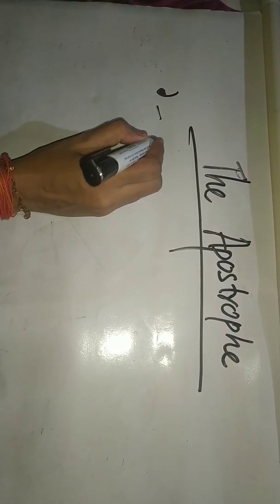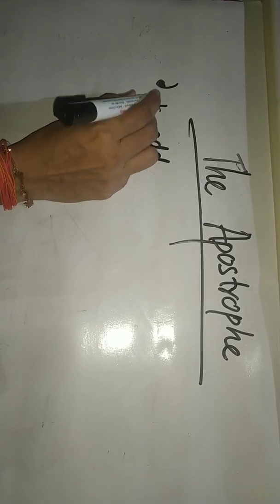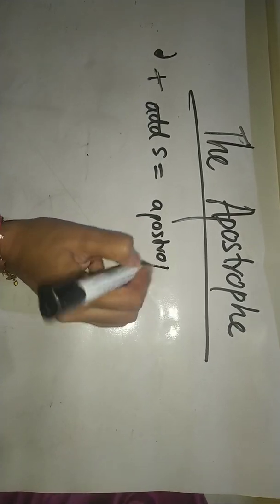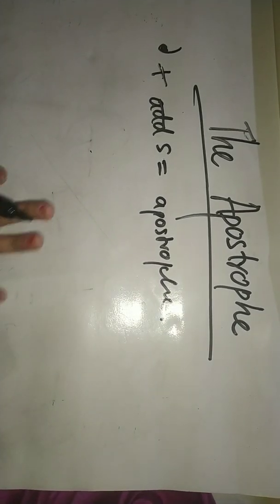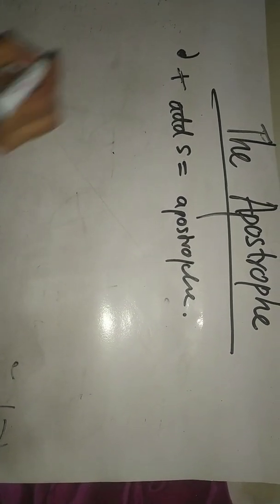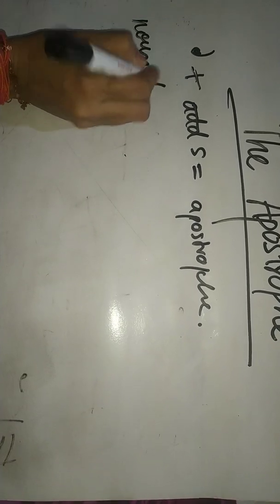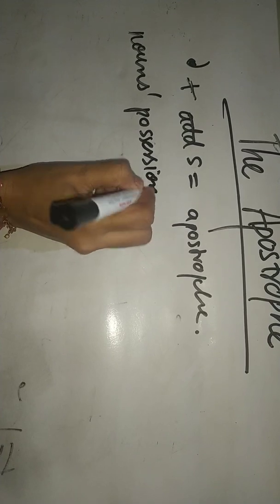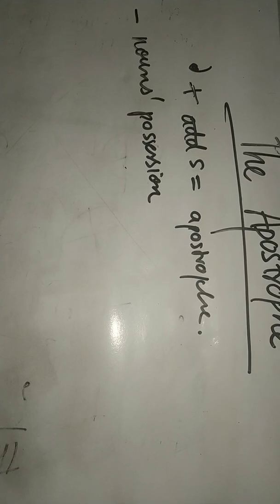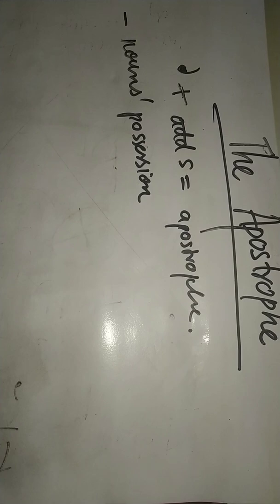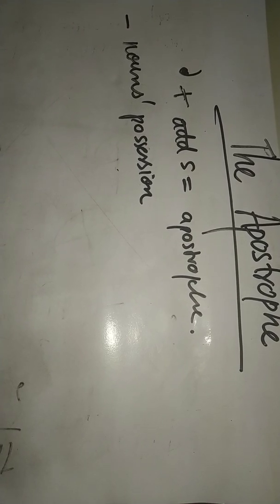when added with s is called apostrophe plus s. Okay, so when apostrophe is added with s, it shows noun's possession. Noun's possession means to show that a thing belongs to somebody or someone, to some person or some living thing.